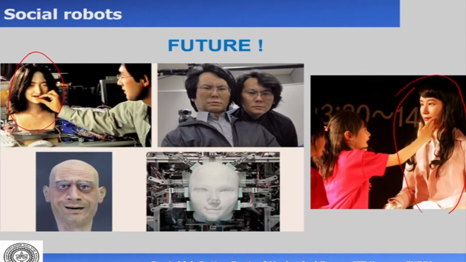Okay, now some people have also ended up making clones of themselves, so robots which look like them. Now it's very interesting that in this central figure, it's very difficult to say which is the robot and which is the human. So is this the robot or is this the human? Okay, how do you know? So it's very interesting. This is the direction in which robotics is going.